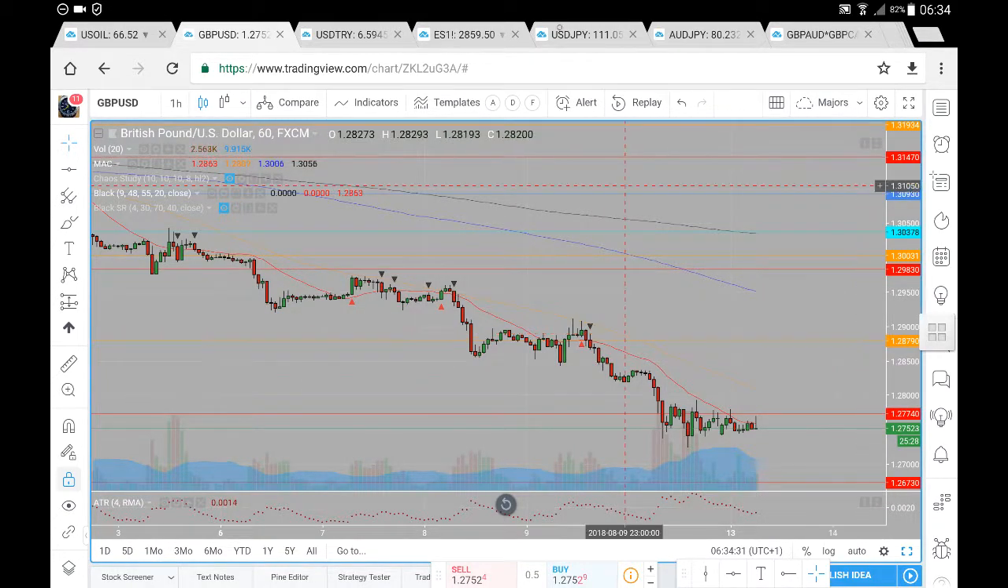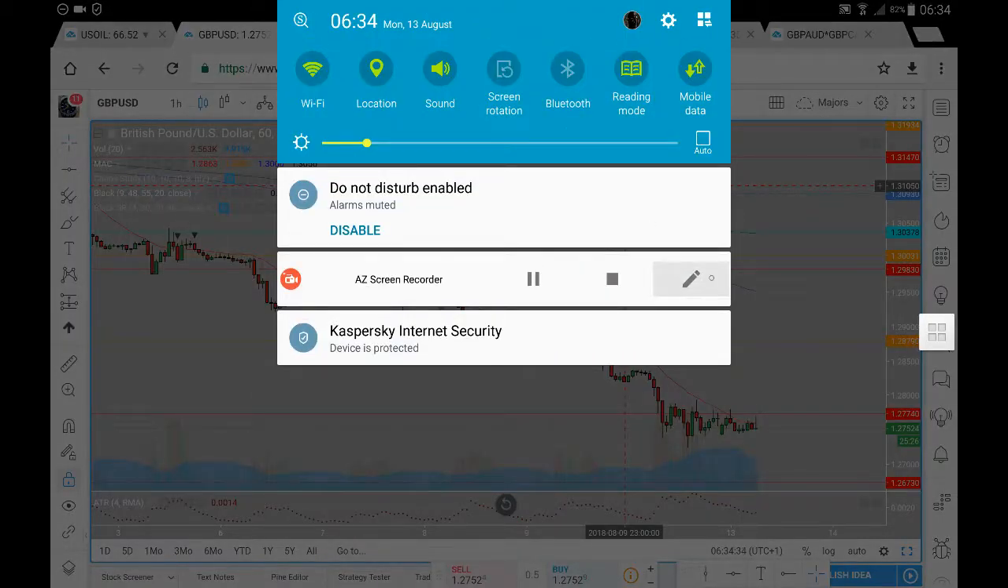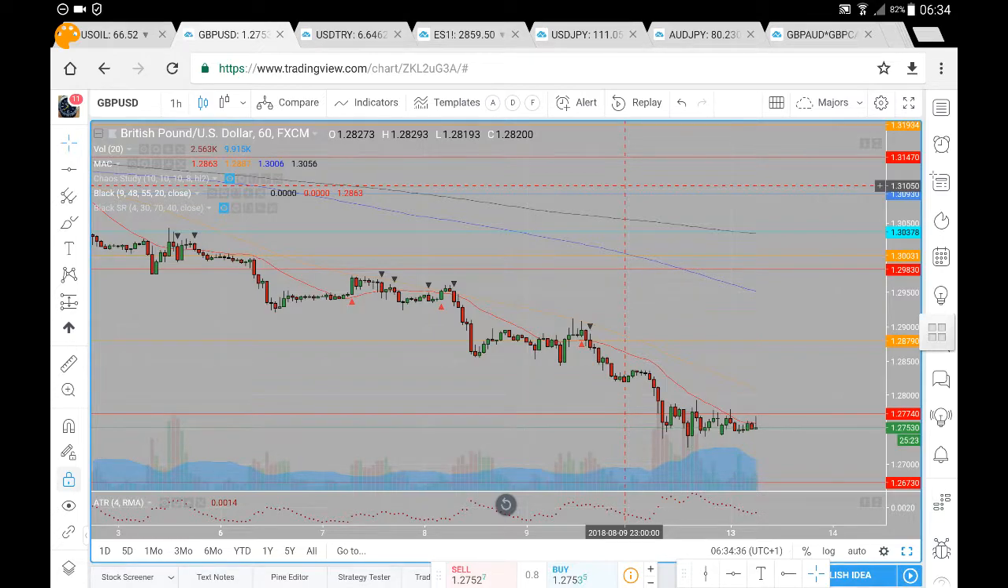So this is the pound dollar analysis for Monday the 13th of August. Now let's have a look at prices and where prices may likely go. We've seen prices break down here from the 28.79. We've seen a follow through to the downside down towards that 27.74.